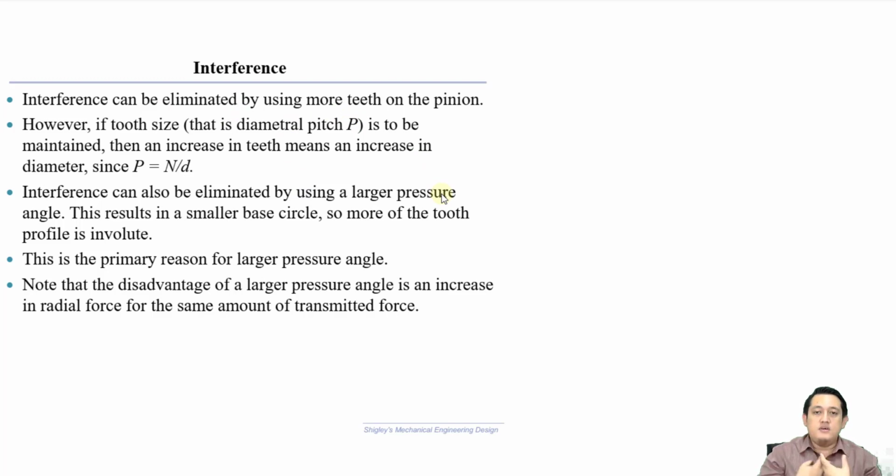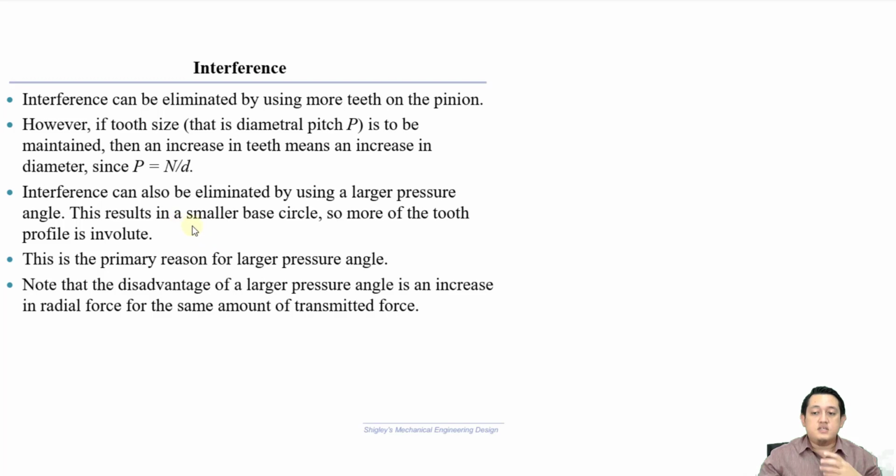Let's say we have a pair of gears and we want to eliminate interference. We can use more teeth here. However, if the diametral pitch P is to be maintained, then an increase in teeth means an increase in diameter also. Interference can also be eliminated by using a larger pressure angle, from 20 to 25 here.